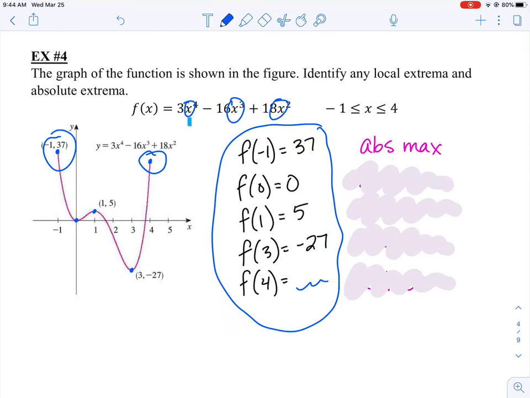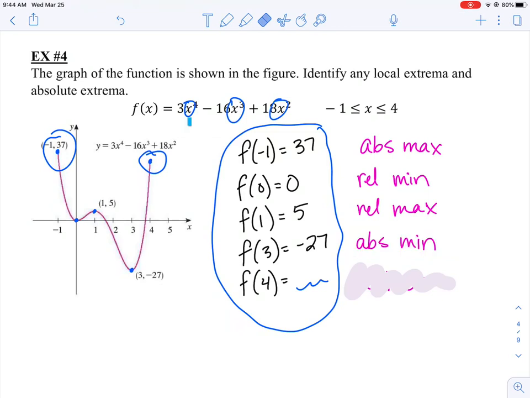Now, x equals 4 could have been a place where I had an absolute maximum. I would have to plug that 4 in and see. But looking at the picture, it doesn't look like it's the highest point. And so I'm going to call 37 my absolute maximum. At x equals 0, it is not the lowest point, but it is a relative minimum. At x equals 1, it's not the highest point, but a relative maximum.